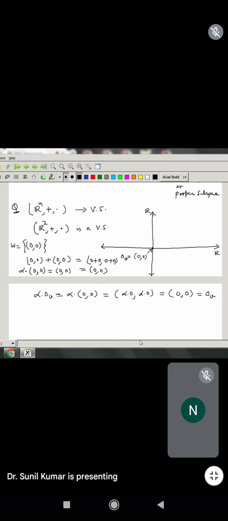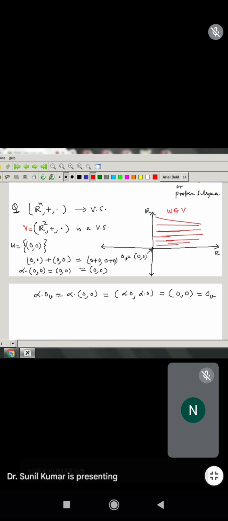Yes, sir. So now I am taking a subset. I am taking this subset, first quadrant. I take W is a subset of R2. I take V is equal to R2. So W, the first quadrant, is a subset of R2. Is it clear? होगा कि नहीं होगा ये? Yes, sir. तो is it a subspace? Yes, sir.